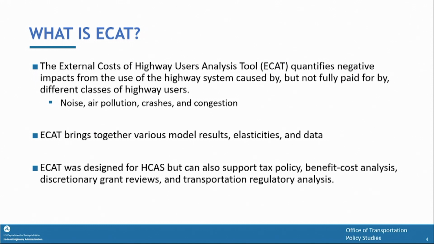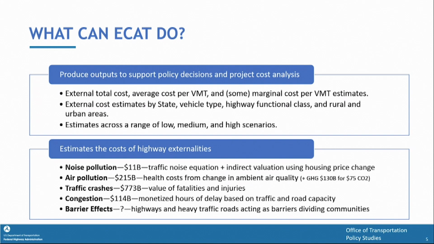So to get these estimates, ECAT brings together various model results, elasticities, and data. And it was originally designed to support the highway cost allocation study, looking at the cost allocated to different vehicle classes. But it can also support tax policy, benefit cost analysis, discretionary grant reviews, and transportation regulatory analysis.